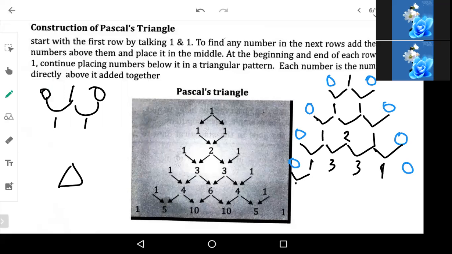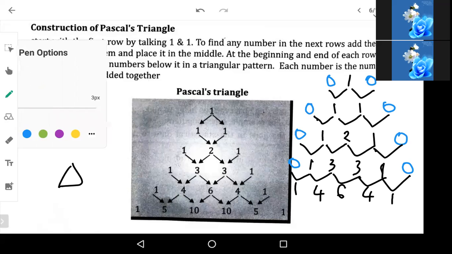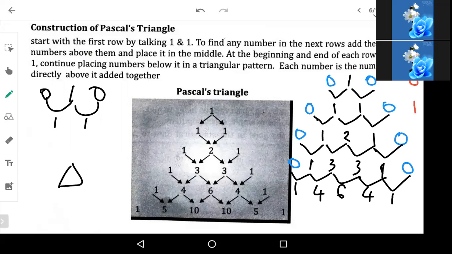0 plus 1 is 1. 1 plus 3 is 4. 3 plus 3 is 6. 3 plus 1 is 4. 1 plus 0 is 1. Okay. Now how many stages did we do? We should start from 0. So this is the 0 stage. This is 1. This is 2. This is 3. And this is the 4th stage. So however much data is given to us in the question, that many stages we will be solving for the Pascal triangle.